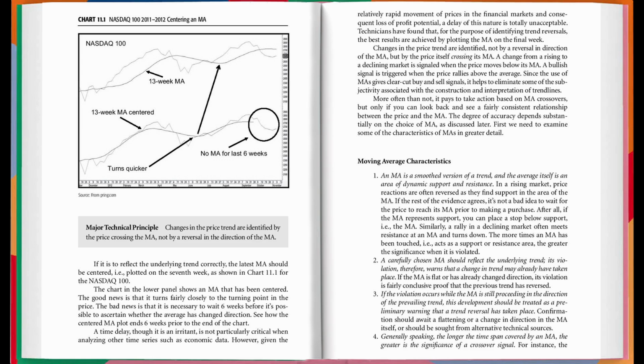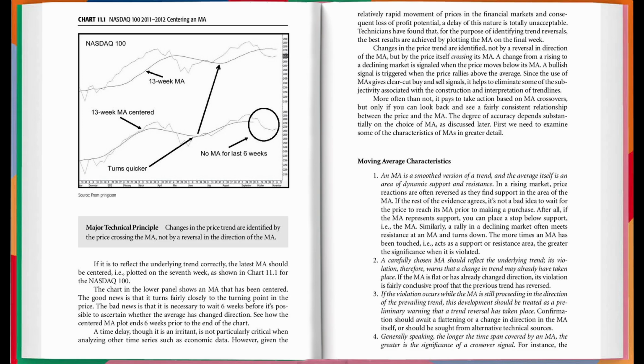If it is to reflect the underlying trend correctly, the latest MA should be centered, i.e., plotted on the 7th week, as shown in chart 11.1 for the Nasdaq 100. The chart in the lower panel shows an MA that has been centered. The good news is that it turns fairly closely to the turning point in the price. The bad news is that it is necessary to wait 6 weeks before it's possible to ascertain whether the average has changed direction. See how the centered MA plot ends 6 weeks prior to the end of the chart.